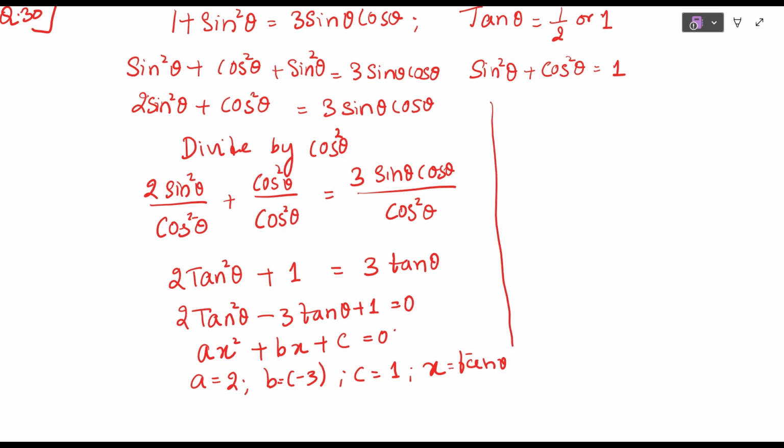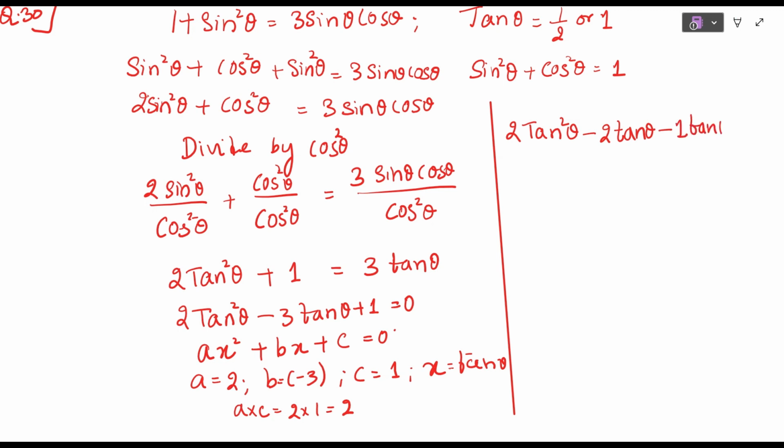Understood, students? So how will you split the middle term here? A into c gives how much? A into c gives 2 into 1, that is equal to 2. 2 ones are 2. So 2 and 1 we can take here. So this becomes 2 tan square theta, and instead of minus 3 tan theta, I am going to write minus 2 tan theta minus 1 tan theta. Understood? I have split the middle term, and plus 1 is already there, equal to 0.